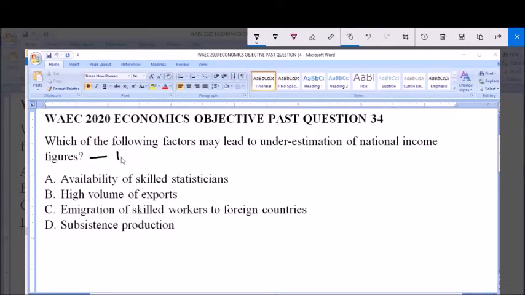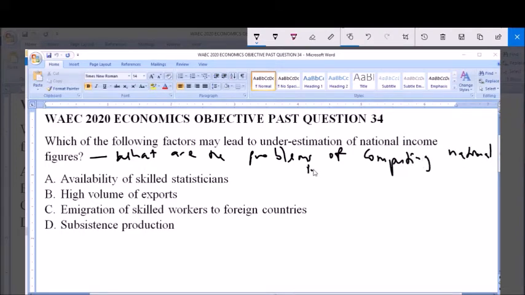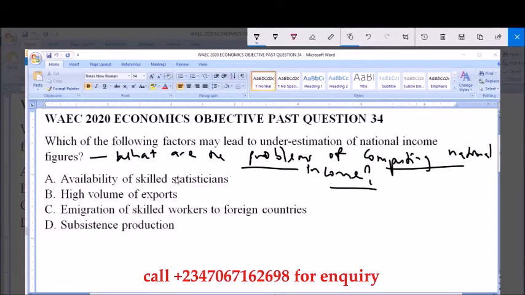If you are to rephrase this question, another way to put it is, what are the problems of computing national income? So this is the question they are asking you. Which of these factors can be described as a problem in terms of computing national income? Now, availability of skilled statisticians is more of a benefit in terms of computing national income, so it is not the answer to the question.